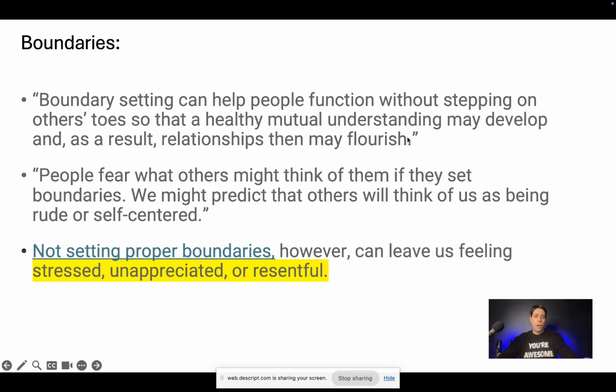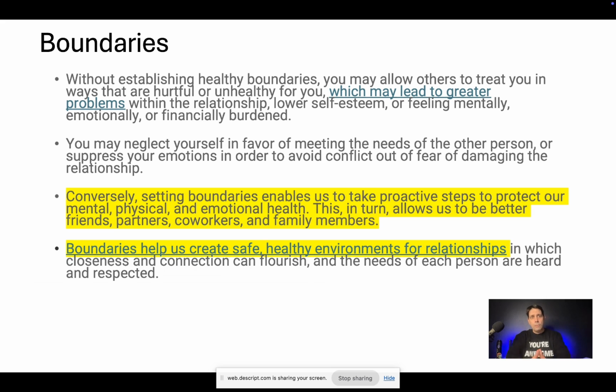and solve a lot of problems from day one. And that's why this is my day 2 lesson. Boundaries. Without establishing healthy boundaries, you may allow others to treat you in ways that are hurtful or unhealthy for you, which may lead to greater problems within the relationship, lower self-esteem, or feeling mentally, emotionally, and financially burdened. You may neglect yourself in favor of meeting the needs of the other person, or suppress your emotions in order to avoid conflict out of fear of damaging the relationship.